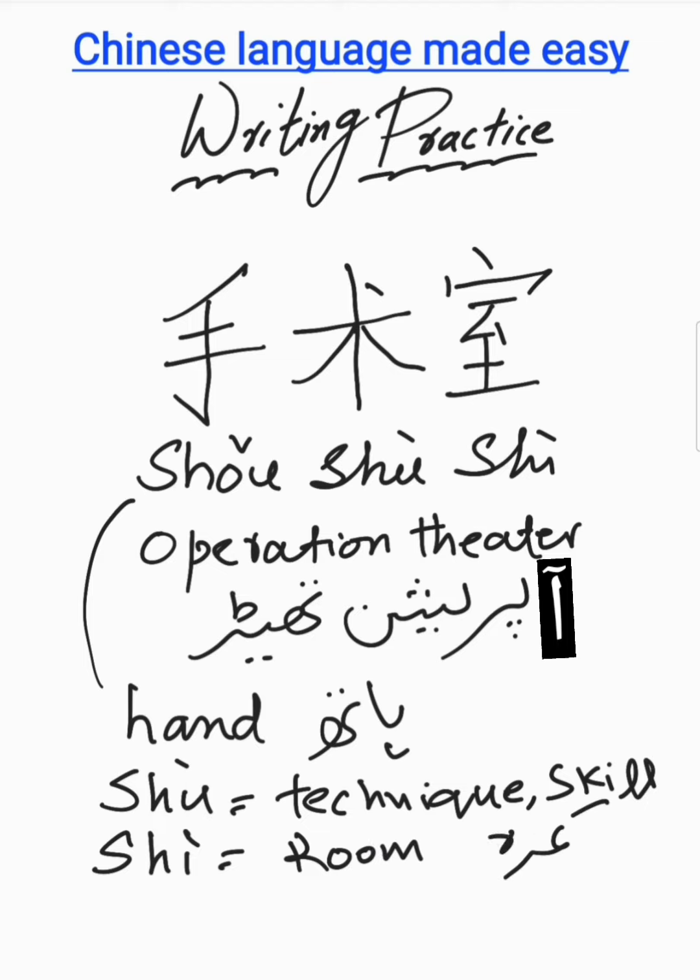kamra. So it is a room where the techniques or skills of hands are used to operate a patient, and that skilled person whose hands are involved in operating a patient is obviously a doctor, a surgeon who's performing the surgery or operation. So operation theater in Chinese language is shou shu shi.